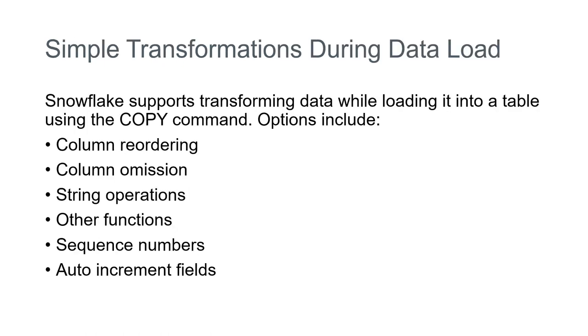Suppose I want to transform the data while loading into Snowflake. Suppose I have an external stage, I am reading the data from the external stage and writing it into Snowflake. In between, if I want to transform some data, like reordering columns: suppose I have a file with columns A, B, C, D, E in order, but I want to load them in the order B, A, D, C, E, I can do that. If I want to omit columns, suppose I have a large file with 100 columns, but I want to load only 10 columns into Snowflake.